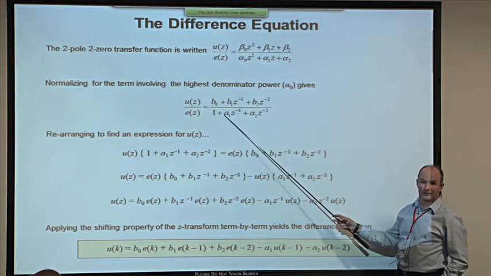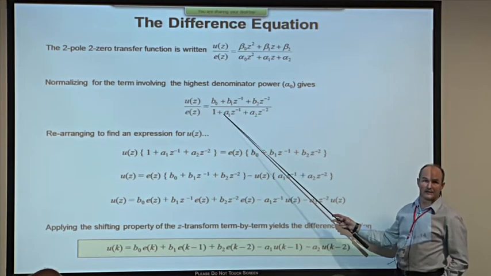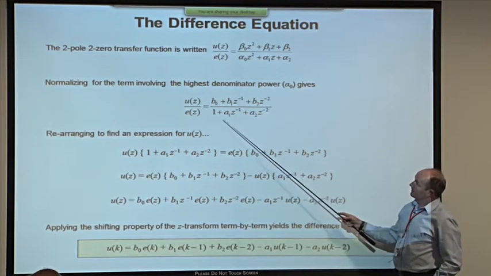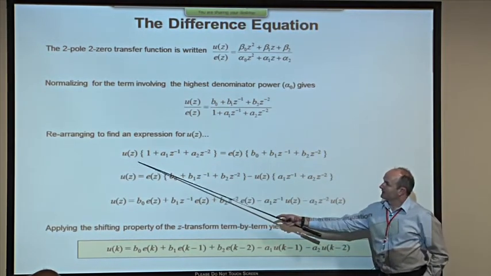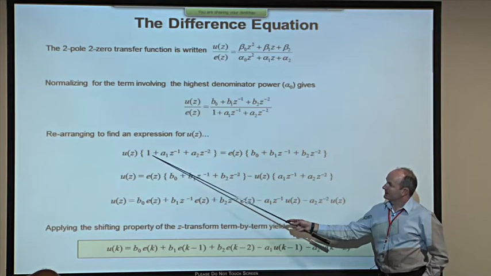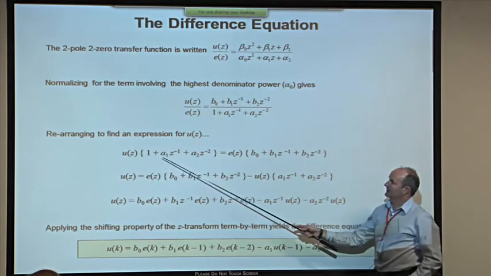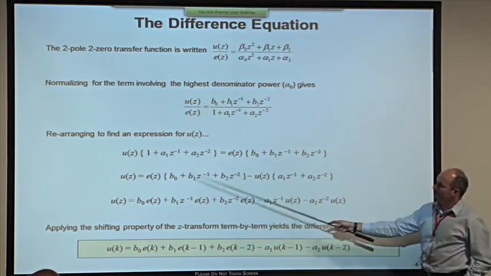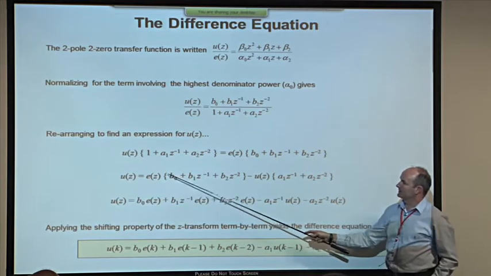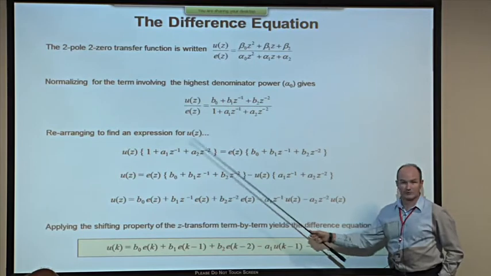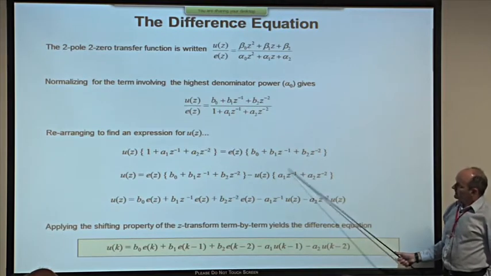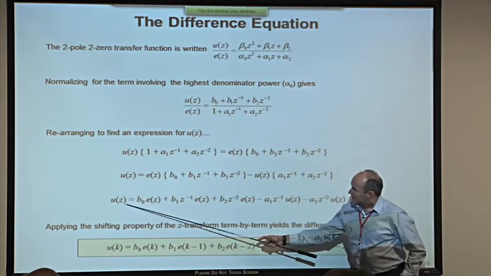And that's the form that DSP and software engineers like to see it, because, well, we can multiply through by the denominators on both sides, and now we're in a position to isolate this term on the left by subtracting these two from both sides. So we have U of z equals E of z times this polynomial minus U of z times these two terms from the other side. And now what we can do is to just multiply these out.